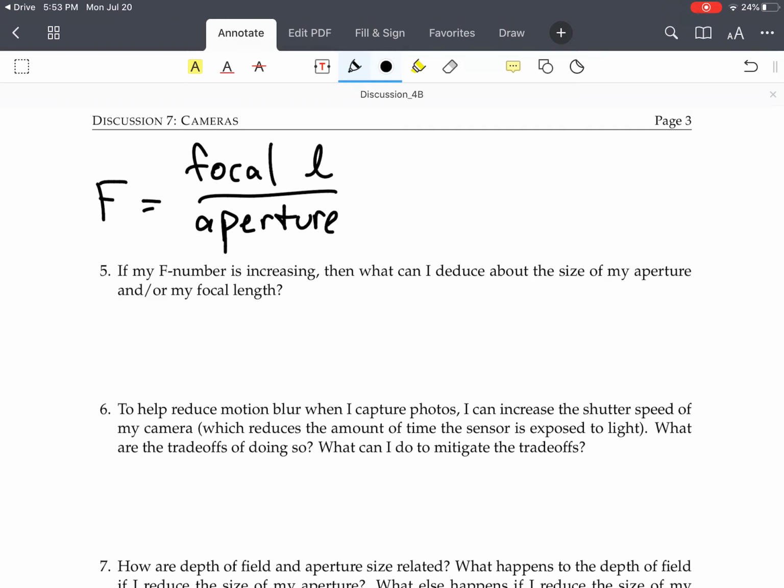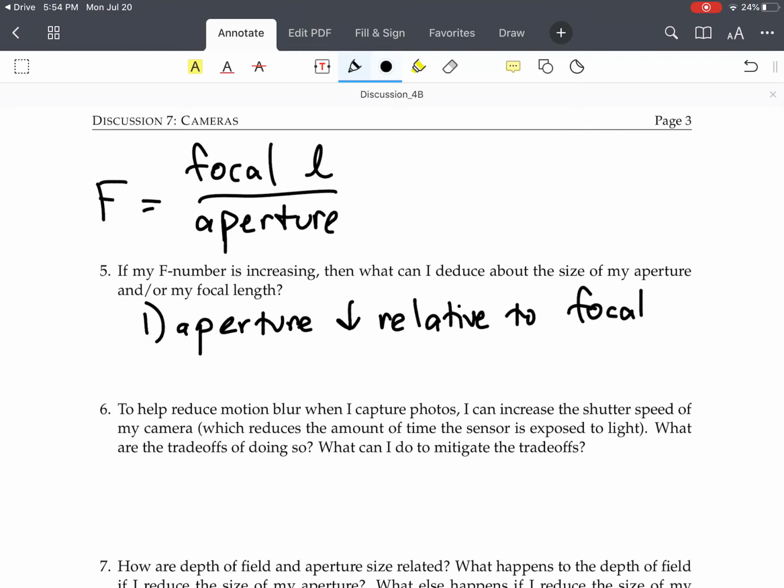So if your f number is increasing, then what can you tell about either the aperture or the focal length? One of two things could be happening. So one, your aperture is going down relative to focal length. If the aperture goes down relative to the focal length, then that means that the f number increases, because the aperture is in the denominator.